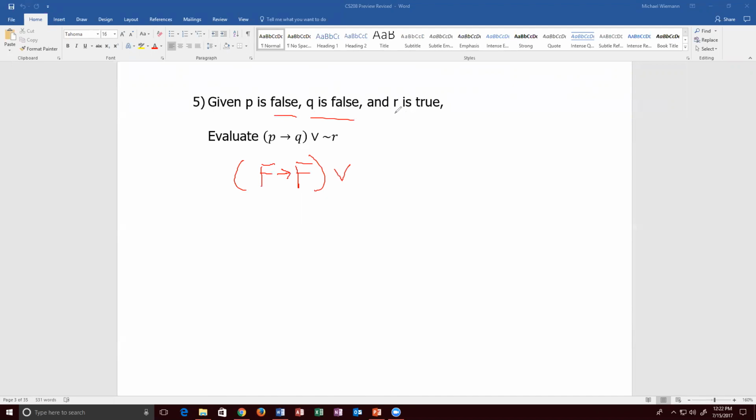Or, well, R was true. The negation of R, if I started with true, is going to make that a false statement. False or false is going to evaluate as true, because I have to take care of what's inside of the parentheses first. So now I'm evaluating true or false. True or false comes back as true as the final answer to problem number five.